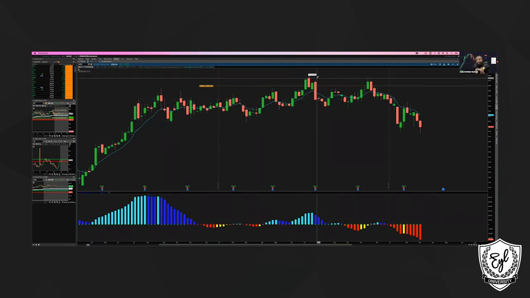So again, this is another strategy that you can use to identify swing trades, how you can actually use the TTM squeeze to identify a breakout and then use just one layer of confluence, which is the 9 EMA, to be able to identify how to swing trade.